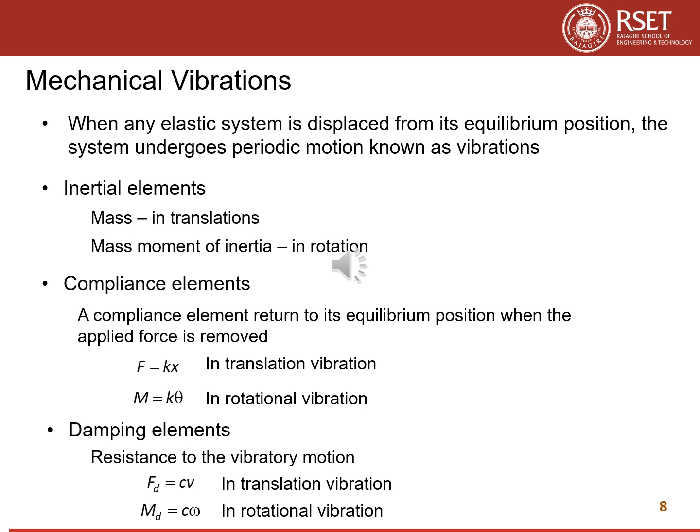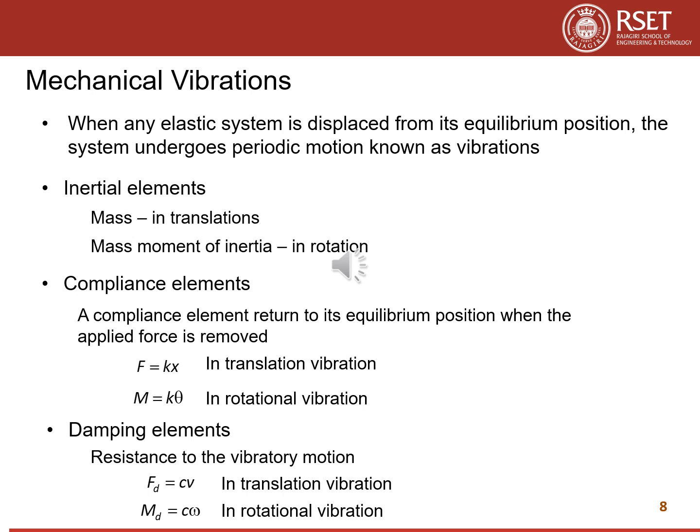Now, the second element is something known as the compliance element. A compliance element returns to its equilibrium position when the applied force is removed. We can represent that in a mechanical vibrating system using springs. So in translation vibration, we can use a linear spring, and the equation for a linear spring is F is equal to Kx, where K is the stiffness of the spring and x is the displacement.